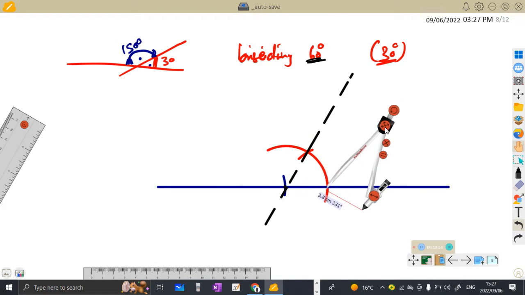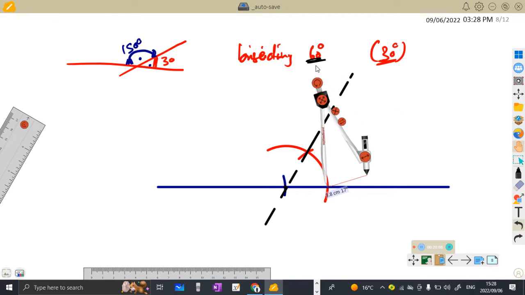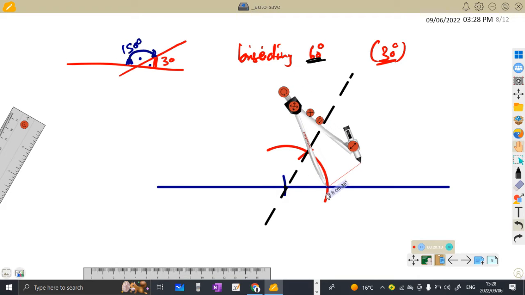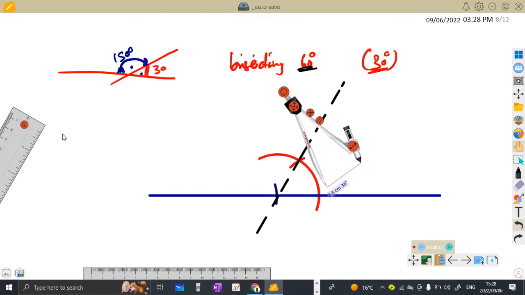Take this compass to this point, without changing this distance. You are still having that distance that you had before. So without changing this distance, what are you going to do? You mark an arc at the point of intersection here, where this arc and the line meet. You just mark an arc inside. Guys, you want to bisect this angle. This is where your 60 is.